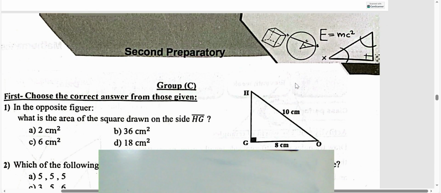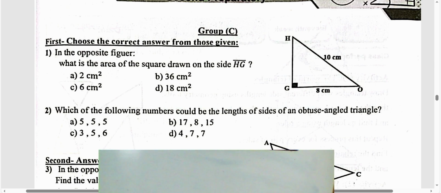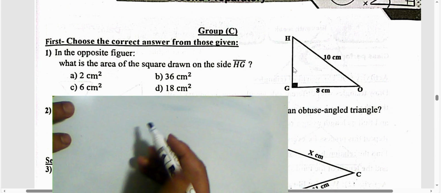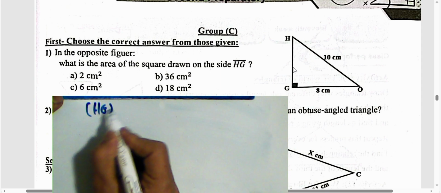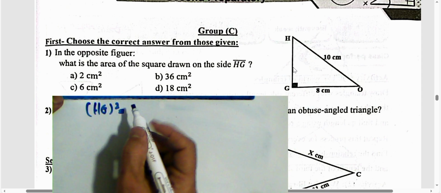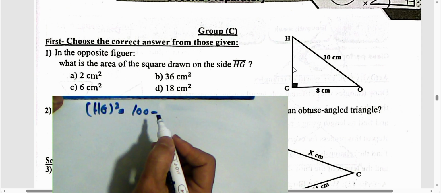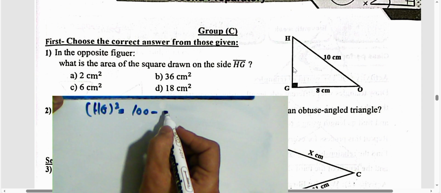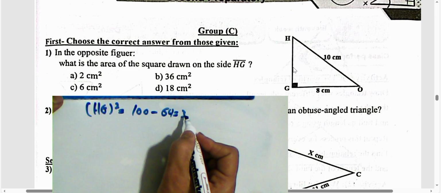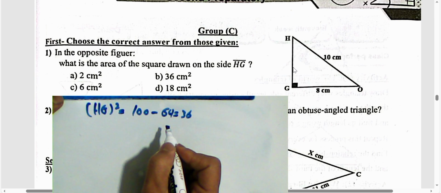Next question. C. First, choose the correct answer. What is the area of the square drawn on side HG? HG here is a side of a right angle triangle. Then HG power 2 is equivalent to HC power 2, 100, subtracted by GB power 2, 8 power 2 is 64. The difference between them equals 36. Then the area will be 36 square centimeters.